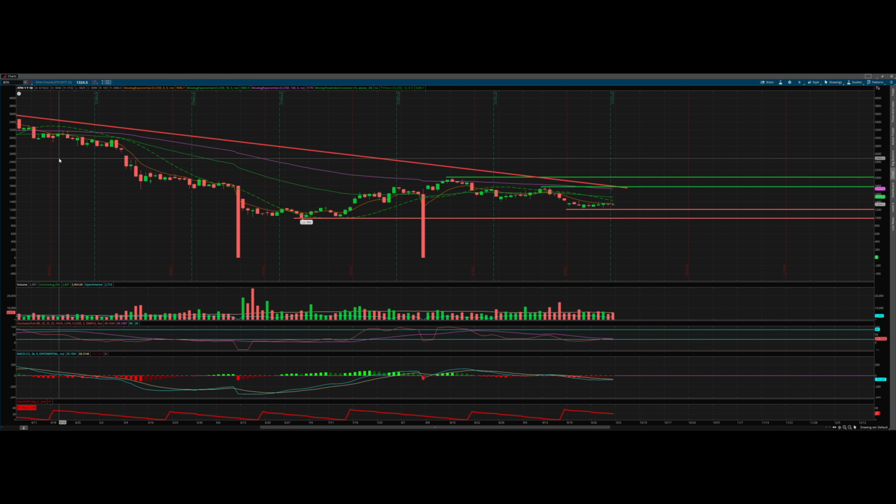Now, the next thing I want to look at is a couple moving averages that are on here. You'll see a purple, a green dash, and an orange line, and they correspond right up here. So we have a moving exponential line, and I don't use a simple moving average.